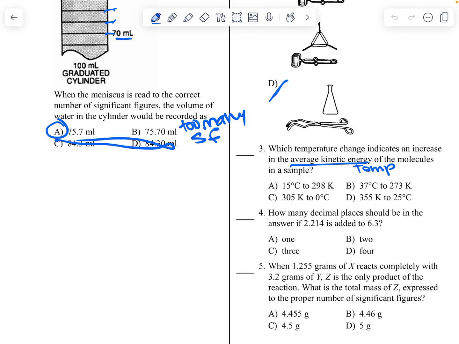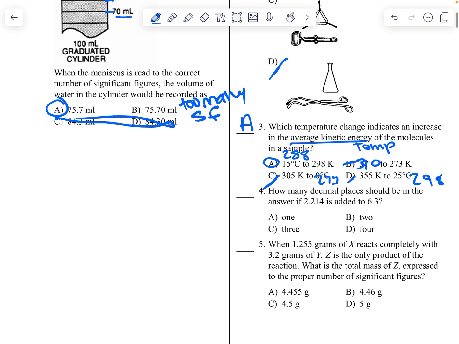So 15 plus 273 is 288. So which temperature? We're looking for an increase in temperature, and I already know that's an increase from 288 to 298. So that's my answer. I guess just for the sake of example, I'll do the rest. So this is 310. 310 goes down. This would be 273, so that's going down. And 25 plus 273 is 298. So that's going down. So yes.